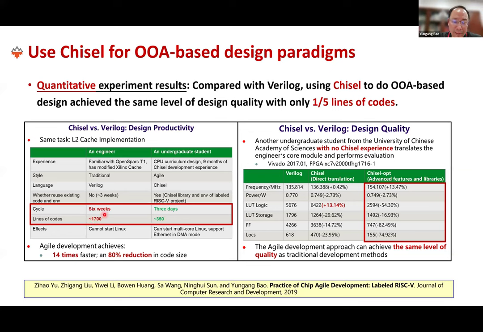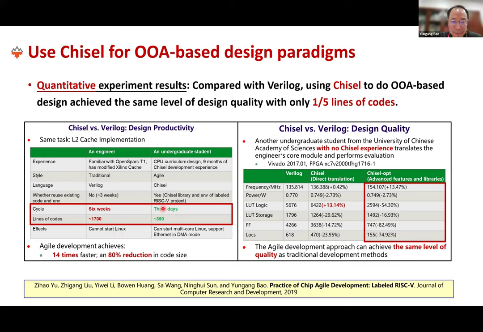Here we can see that the engineer spent 6 weeks writing more than 1,700 lines of code to complete the L2 cache design implementation. But the result is there were still bugs, so that the CPU core could not start Linux.